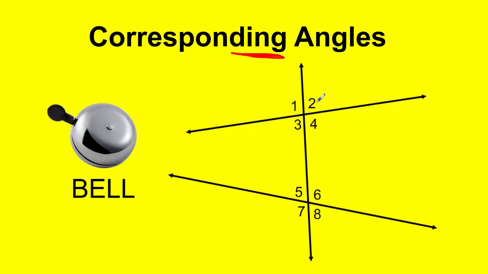The corresponding angles I found were 2 and 6. Another pair was 1 and 5. The other pair was 3 and 7. And then lastly, my last pair of corresponding angles were 4 and 8. And that's how you identify corresponding angles.